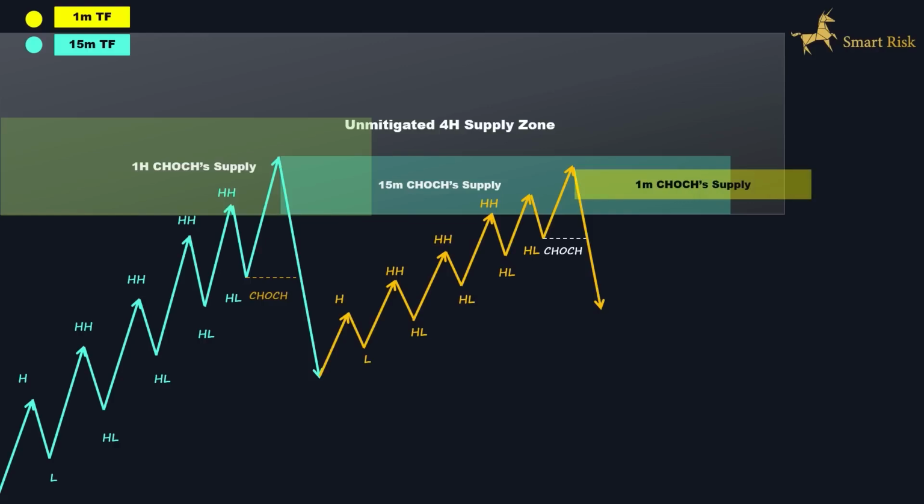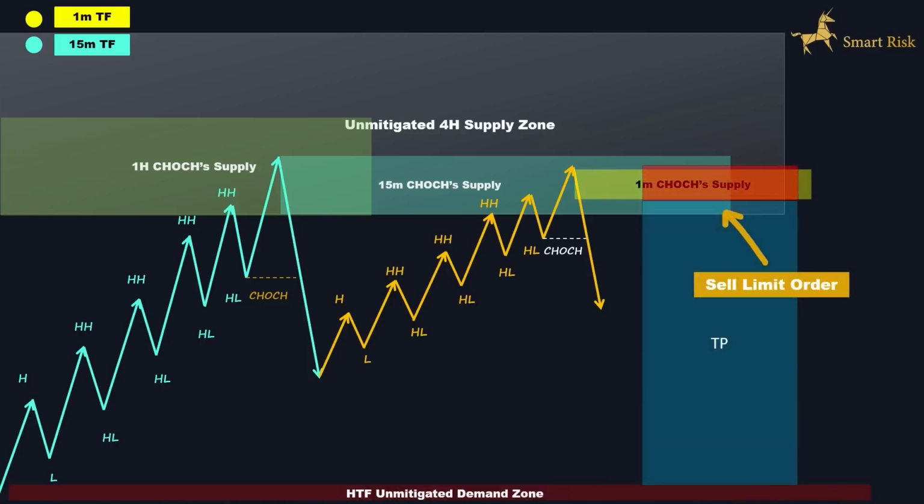Subsequently, we place a sell limit order at the lowest point of the zone, with a stop loss set a few pips above the highest point of the zone. As for the take profit, we have the option to target the unmitigated demand zone on the higher time frame like 15 minutes or 1 hour, or the swing low of the current time frame. These steps will help us execute an ultra-conservative entry with a well-defined risk-reward ratio.